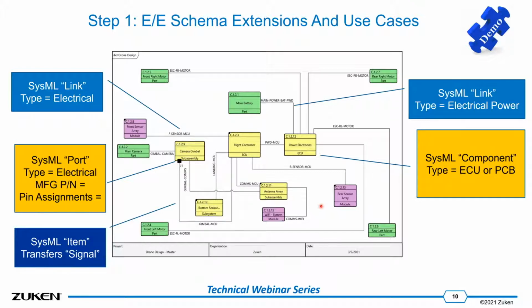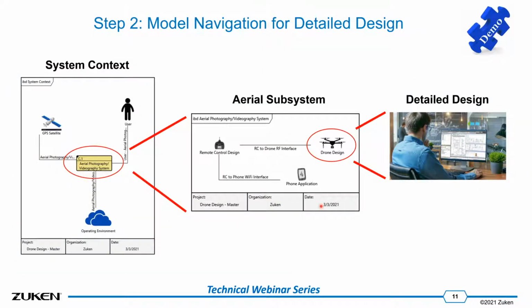The second part is establishing the system context and communicating the system context from the systems engineering to detailed design. However, exposing the entire model, the model from the system context that we established, to detailed design can be very confusing and detrimental to the process.